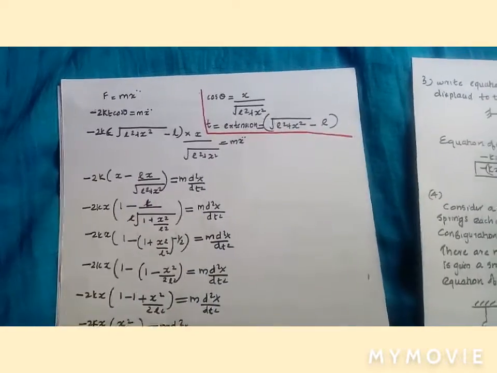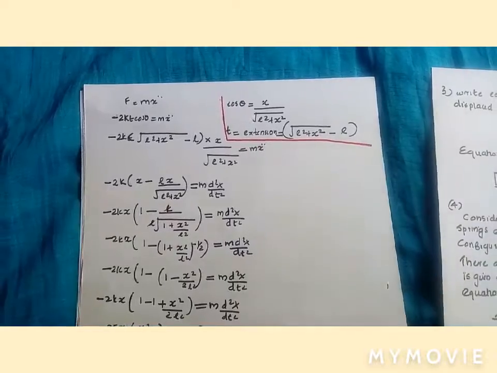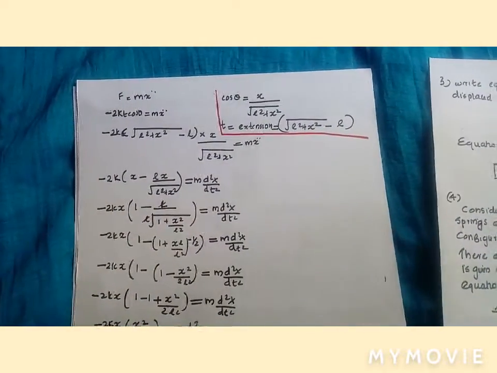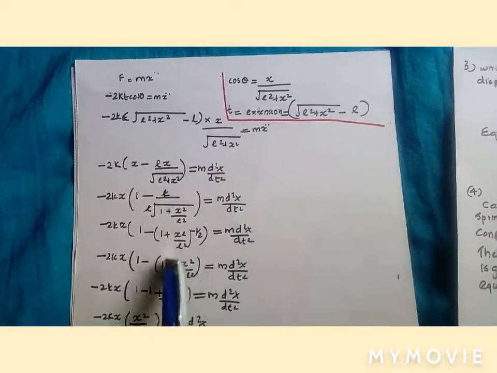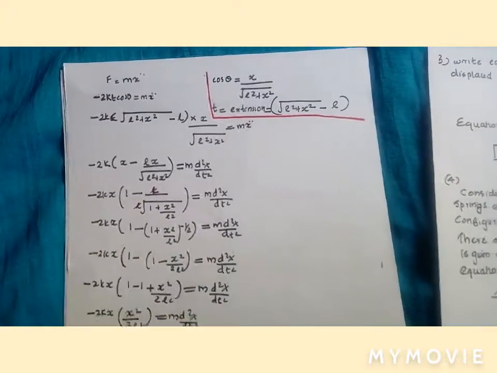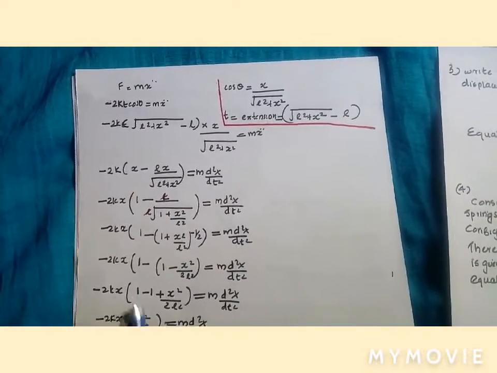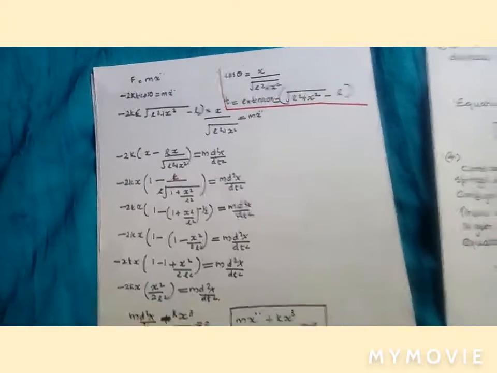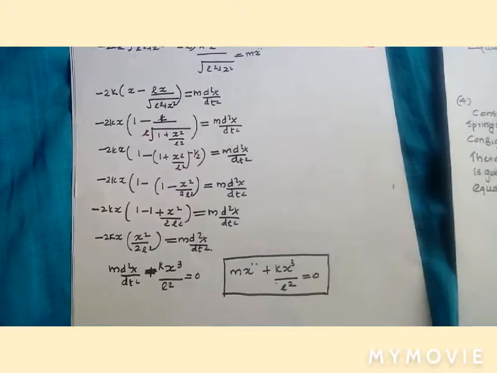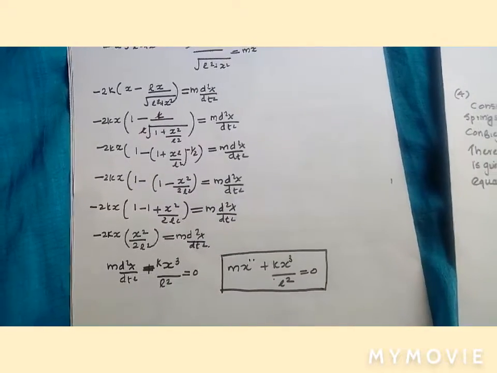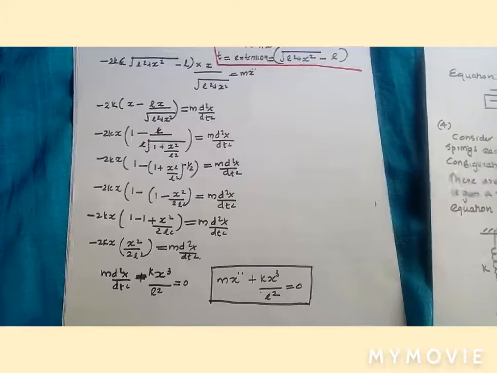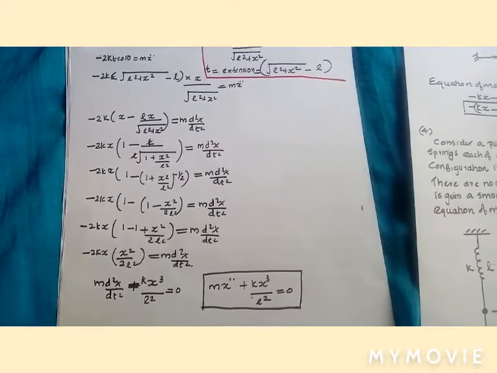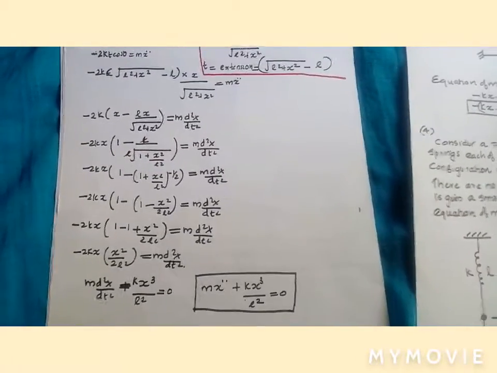According to the binomial expansion, 1 plus x all to the power n is 1 plus nx. We can write it like this, and from that we can simplify the result as m d square x by dt square plus k x cube by L square is equal to 0. This is the equation of motion of the system.